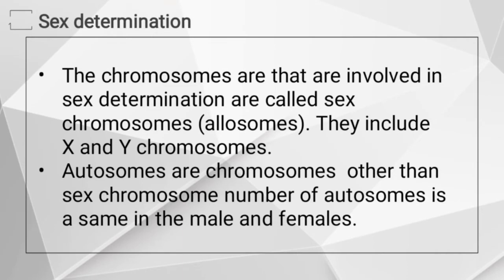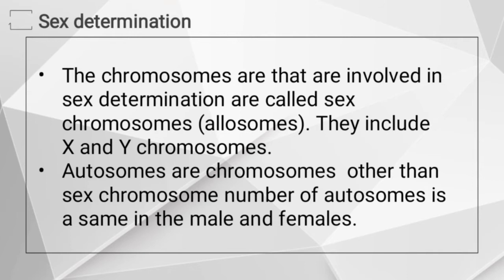Sex determination. Sex is a characteristic feature of an organism. It has two alternatives: one is male, another is female. Male produces sperm during gametogenesis, whereas female produces egg during gametogenesis. So, determination of sex in an organism by the type of chromosome present is called sex determination.